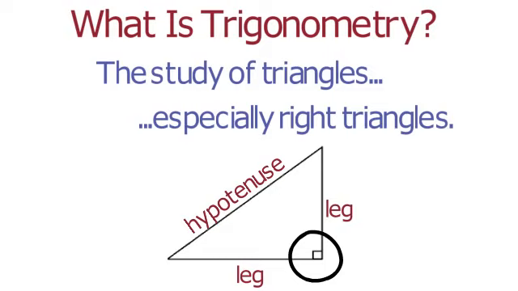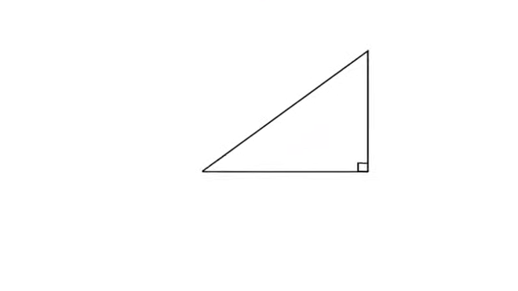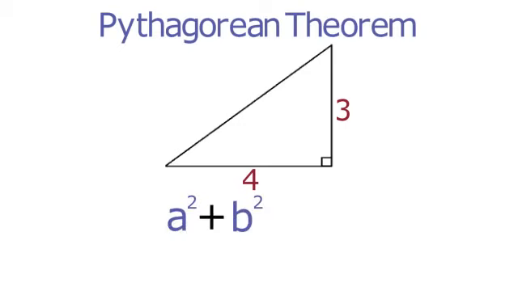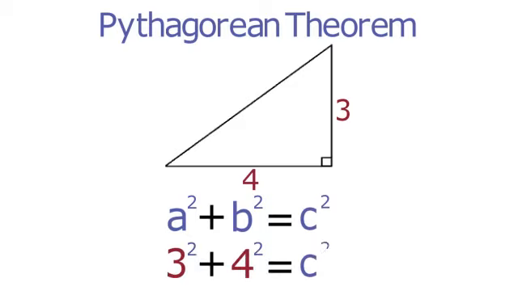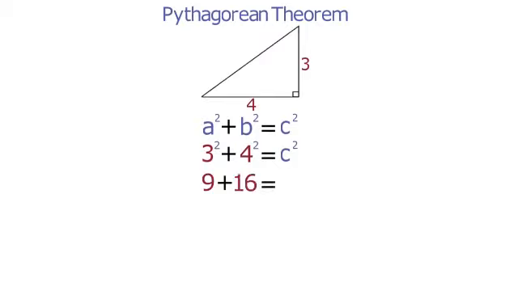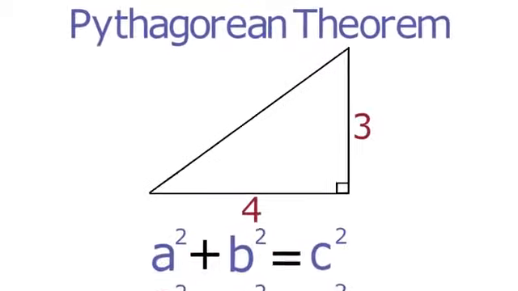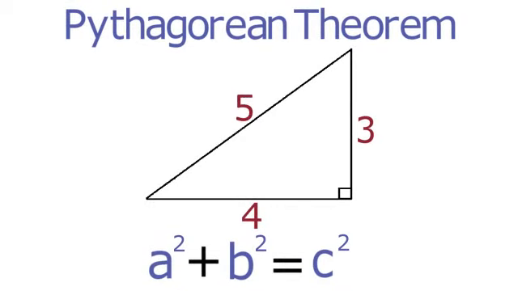For example, suppose a right triangle has two legs of lengths 3 and 4. You can use the Pythagorean theorem to find out the length of the hypotenuse by plugging these two values into the formula as a and b. Now use algebra to solve for c. Because c equals 5, this triangle has a hypotenuse of length 5. You may remember this as the 3, 4, 5 right triangle from geometry.